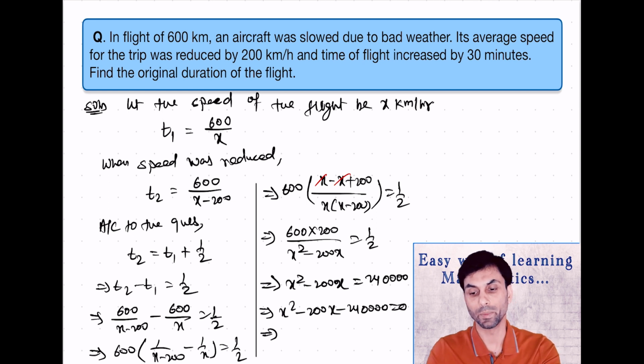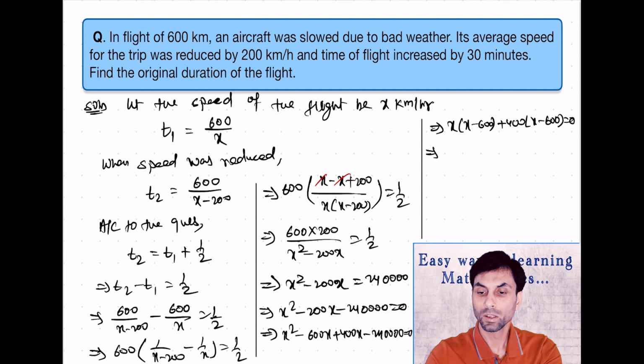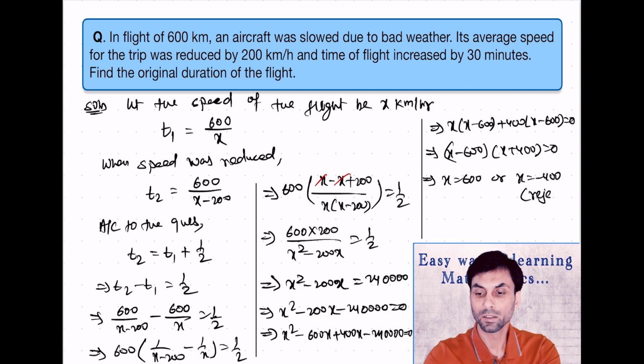Now we are going to split the middle term, which can be split as x square minus 600x plus 400x minus 2,40,000 equals to 0. And on taking common, we'll take x minus 600 plus 400, x minus 600 equals to 0, which will be x minus 600 into x plus 400 equals to 0. On equating the factors to 0, we'll get x equals to 600 or x equals to minus 400, which will get rejected as speed cannot be negative.